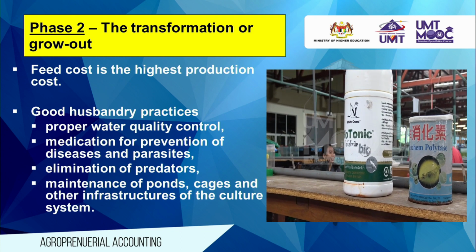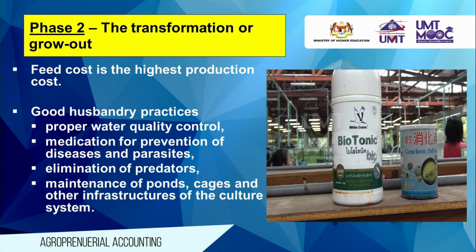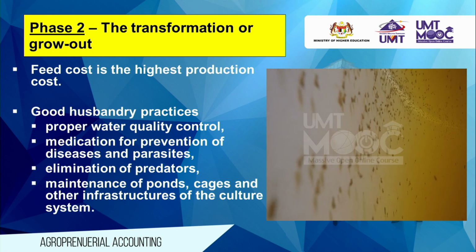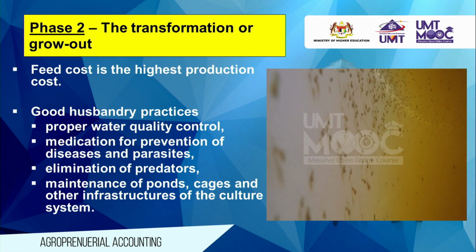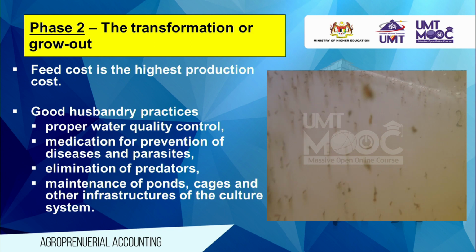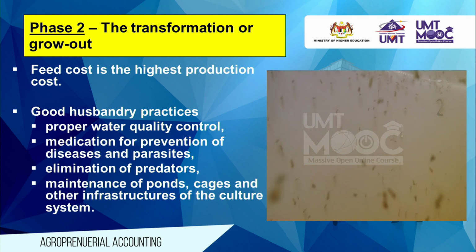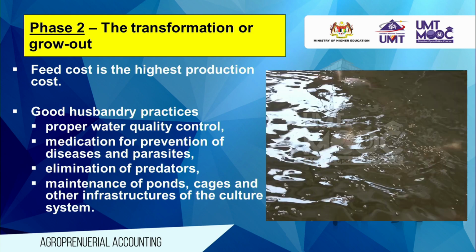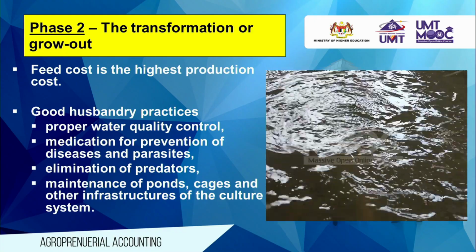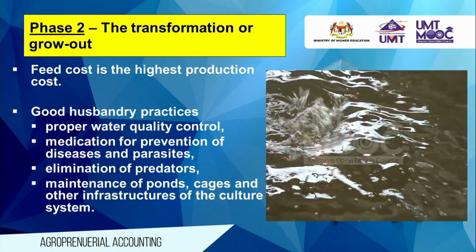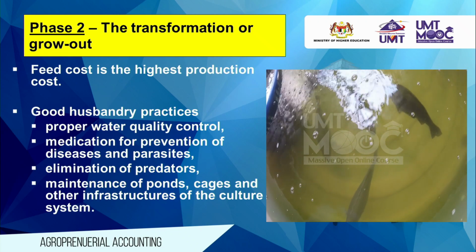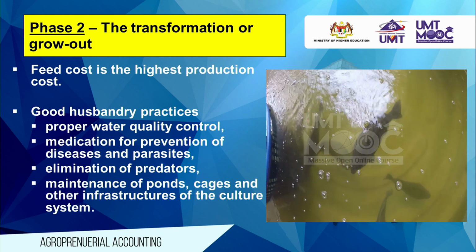In the growing phase, feed costs often constitute the highest proportion of the production costs. Farmers need to spend quite a lot of money for feeding purpose to ensure the aquaculture product grow to their marketable size. Therefore, husbandry practices such as proper water quality control, medication for prevention of diseases and parasites, elimination of predators, maintenance of ponds, cages, and other infrastructures of the culture system is very important in the second phase to ensure good quality of aquaculture product.